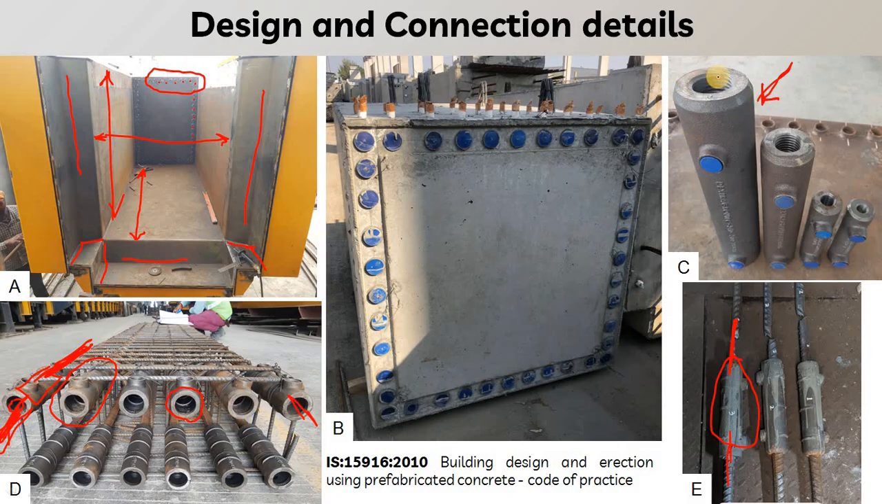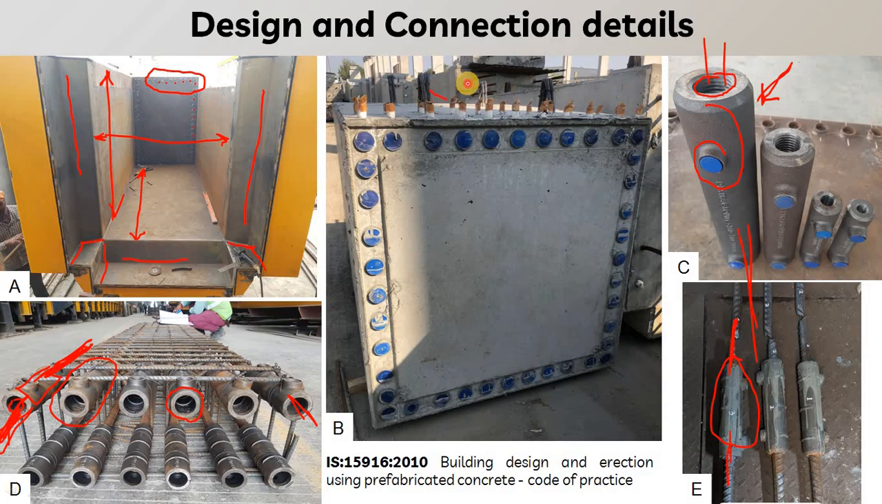So here you can see that there is a threaded portion in which this thread will be connected with the main bar of the column, and then here it will be the receiving bar which will go through this hollow pipe, and then it will be grouted within using these holes.